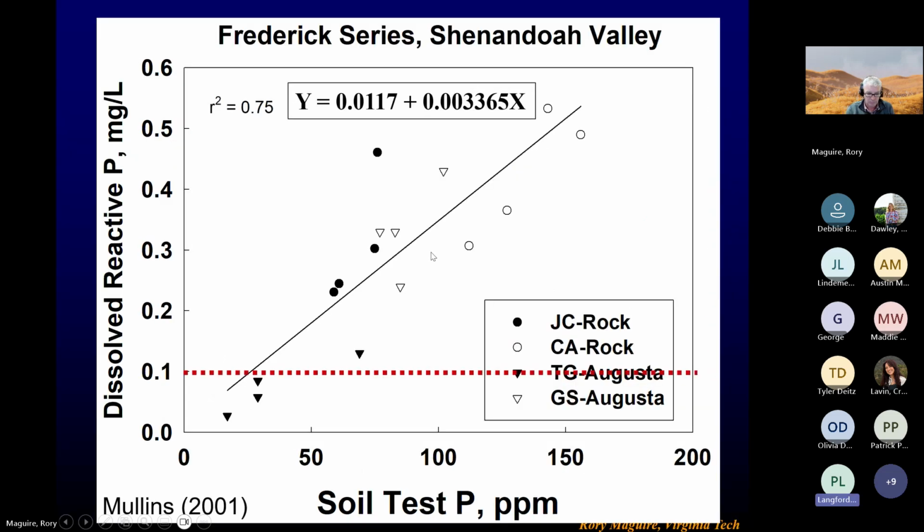Next slide, please. This was a study done in the Shenandoah Valley looking at dissolved reactive phosphorus against soil test phosphorus. As you can see, as soil test phosphorus increases, so does dissolved reactive phosphorus. And most of those measurements are above the 0.1 milligrams per liter phosphorus concentration, which means there is a potential for nutrient pollution or eutrophication. Next slide, please.